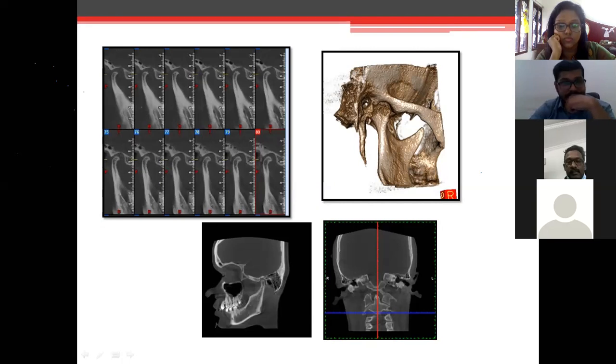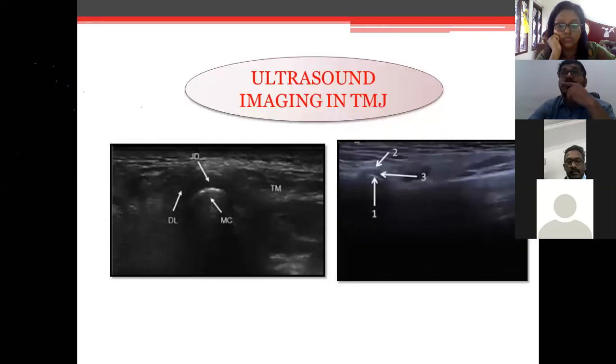And whenever you want to see, so most of the times, as I said, we are dealing with disc displacement. In CBCT, the disc is not clearly seen. In such cases, you can advise an ultrasound. Ultrasound is not that good for assessing your articular disc.